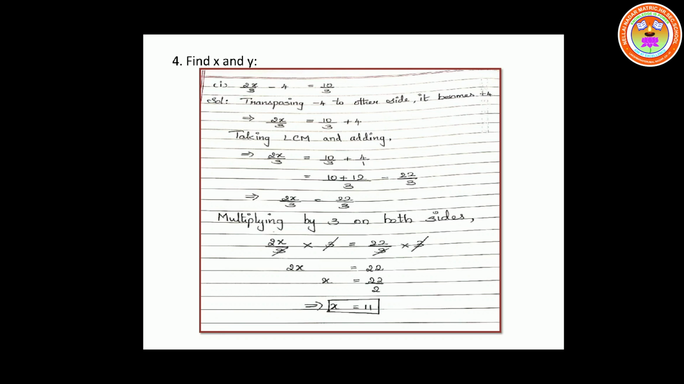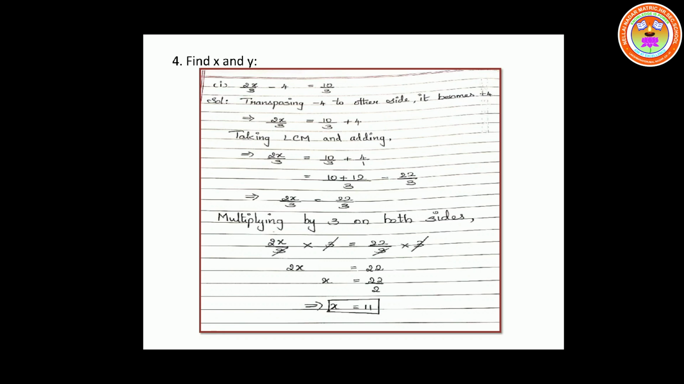So 2x by 3 remains as it is. On my right hand side I'm going to take the LCM. There is 10 by 3 plus 4 by 1, so the LCM becomes 3. When I add, the first numerator is 10, and for 4 it becomes 12, since 3 is the LCM and I have to multiply by 3. So 10 plus 12 is 22, and the denominator is 3. So it is 22 by 3.